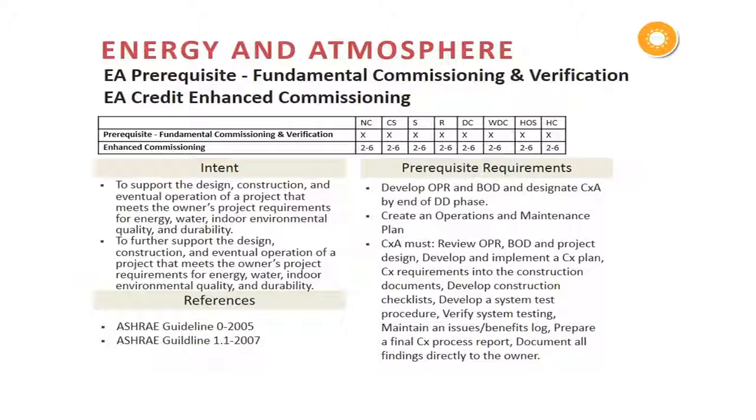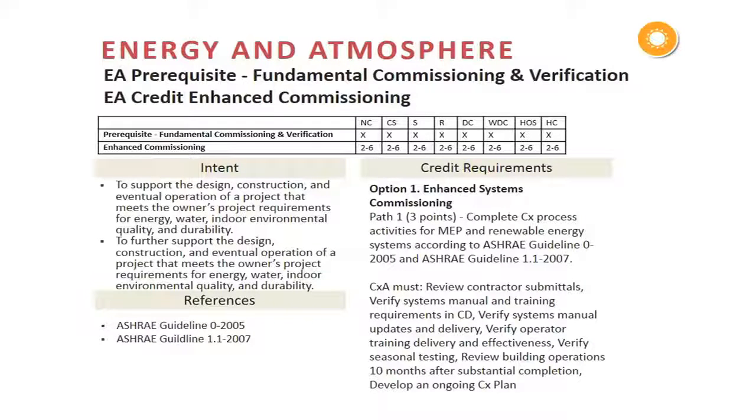At the prerequisite level, project teams need to, first of all, develop an OPR, or Owner's Project Requirements, and the BOD, or Basis of Design. Additionally, they need to designate the commissioning authority, often abbreviated CXA, by the end of the design development phase. The next piece of the prerequisite requirements is to create an operations and maintenance plan. And we'll see some details about that plan here in just a minute. And finally, the commissioning authority must perform several other duties on the project, including functional testing of the building energy-using systems.